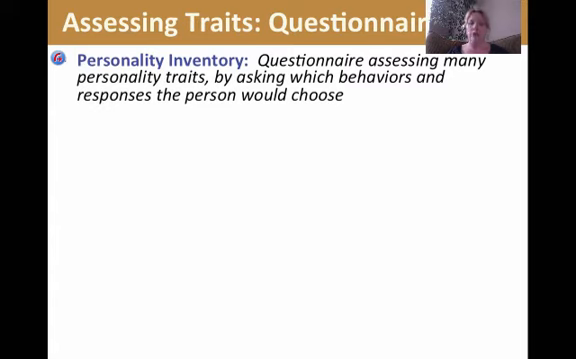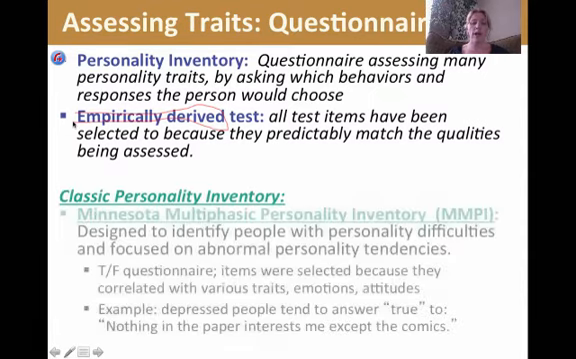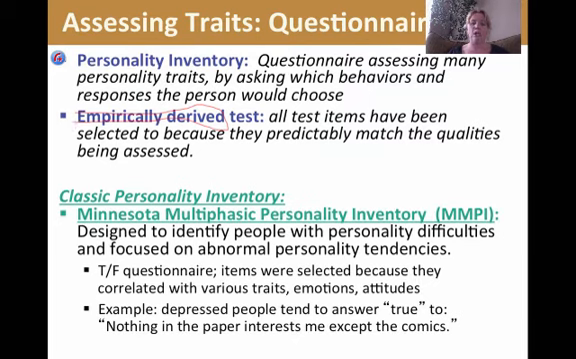Now, how do we assess traits? Well, we use questionnaires. We call these personality inventories, and this is what we're going to be doing tomorrow in class. Questionnaires assess many personality traits by asking which behaviors and responses the person would choose. Most of these are empirically derived tests. Here's another term that you need to make sure you know and understand: empirically derived. Basically, empirically derived means that all test items have been selected because they predictably match the qualities being assessed. For instance, if you are giving somebody a shyness test, you are picking questions that have already been predicted to detect shyness. This is something we use on personality inventories to make sure that the test is testing what it's supposed to be.